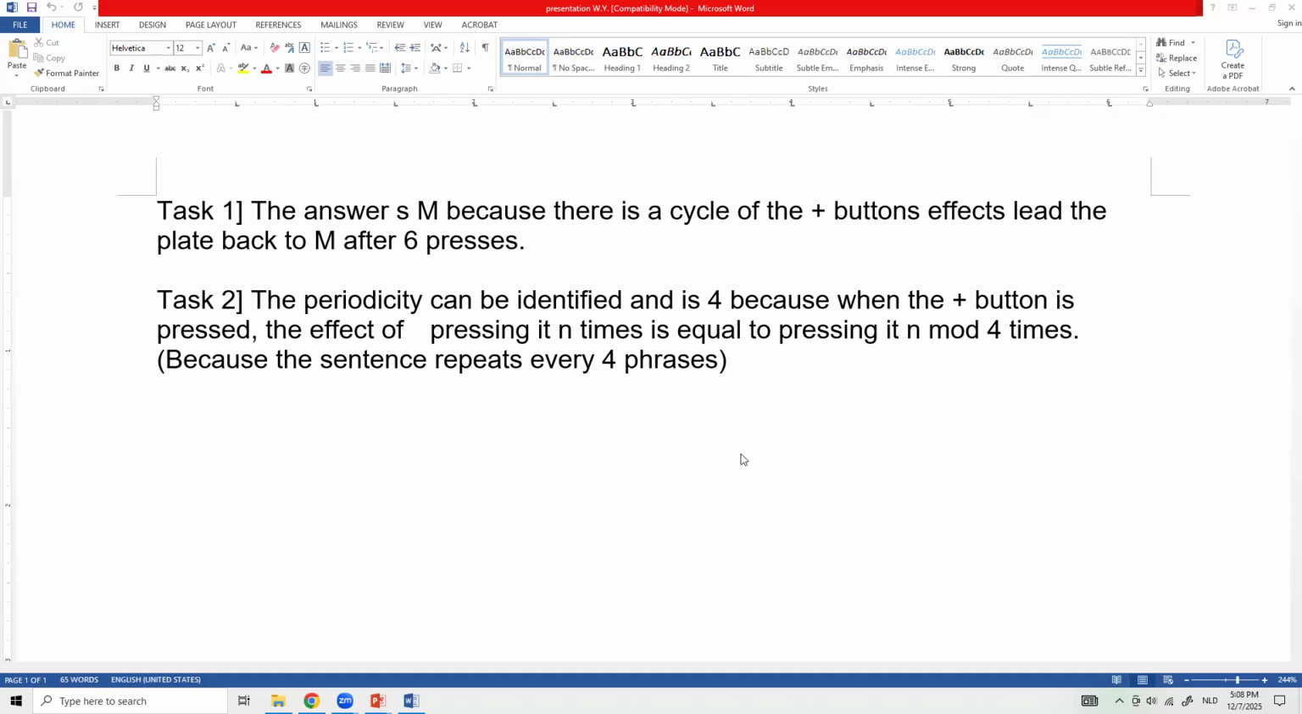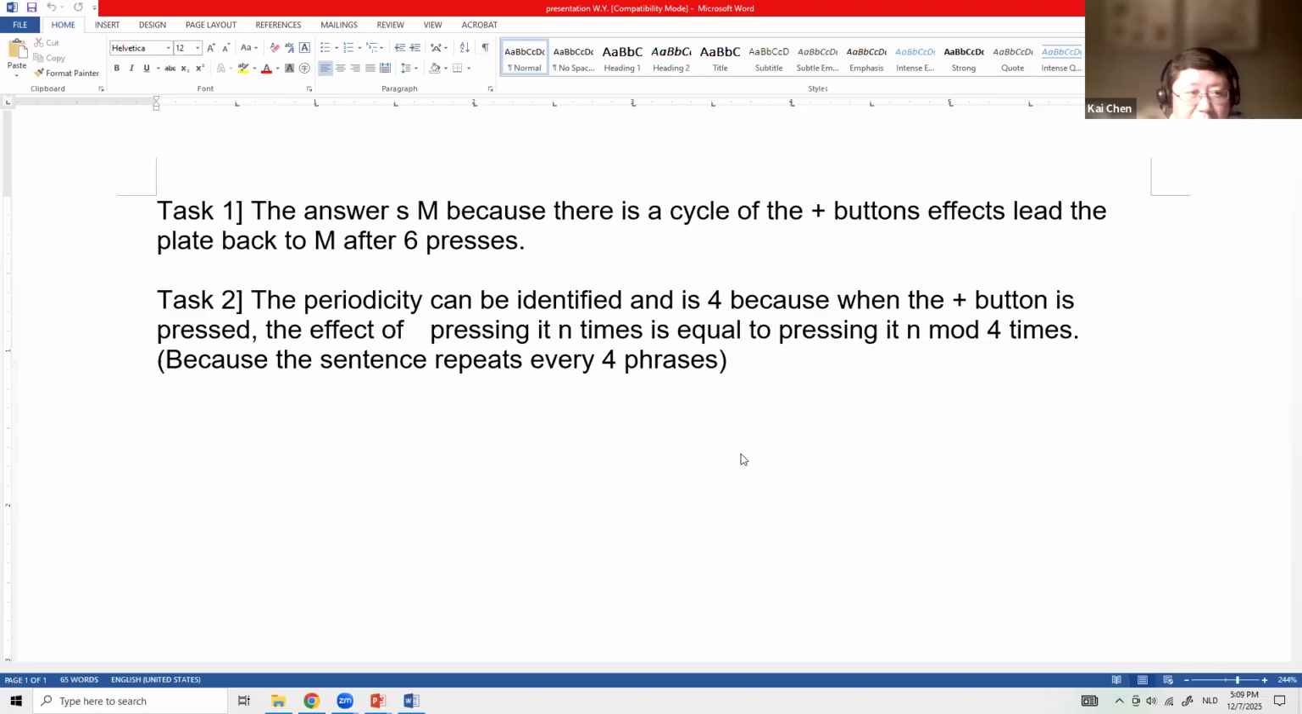I answered with the answer is M because there's a cycle of the plus button's effects, and those lead the plate back to M after 6 presses, which means that if the plate is in position L, so if you start with L and press 6 times, are you going to have M? Yes, you're going to have M.